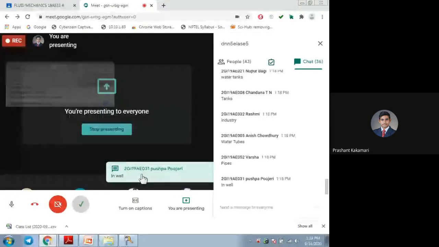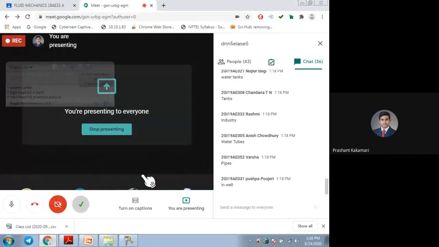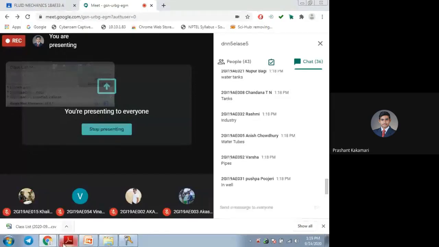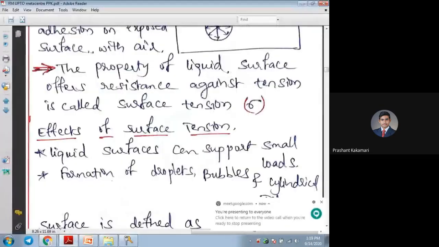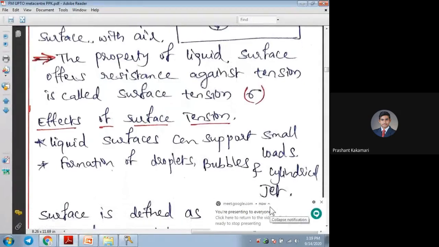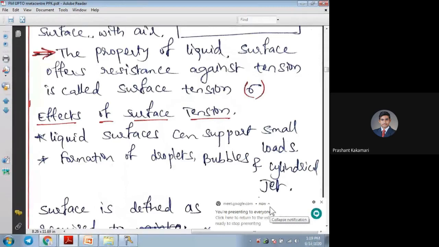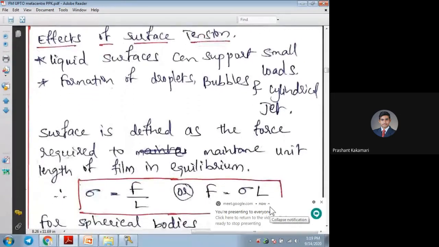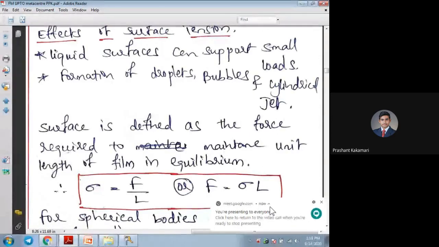Yes, correct. When water is stagnant in a well, if you see, it is in a vertical cylinder. In a horizontal pipe, it is a horizontal cylindrical form. So whenever the pipe is half filled, you can take it as a half cylinder, or if it is completely filled, I can consider it as a cylindrical jet of water. So the water flowing inside the cylinder, I can call it a cylindrical type of formation. Now we'll analyze how to find out all these surface tensions from the different forms of the liquid geometries.